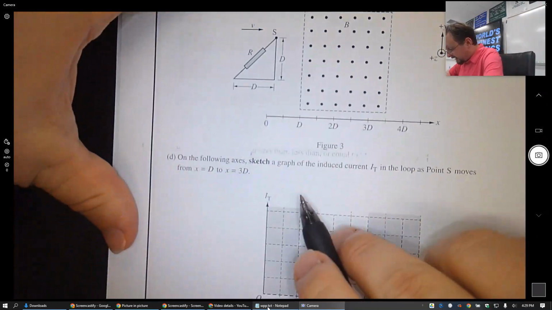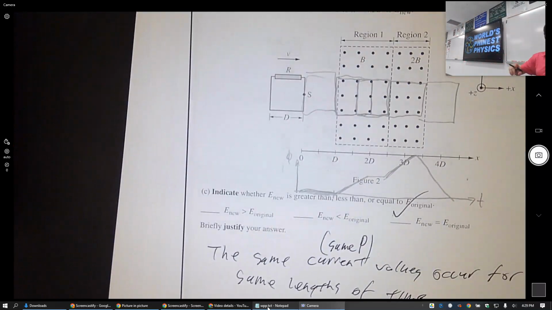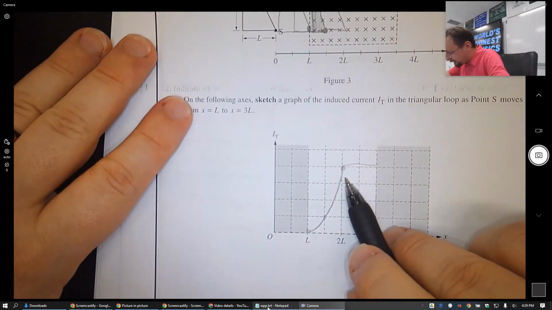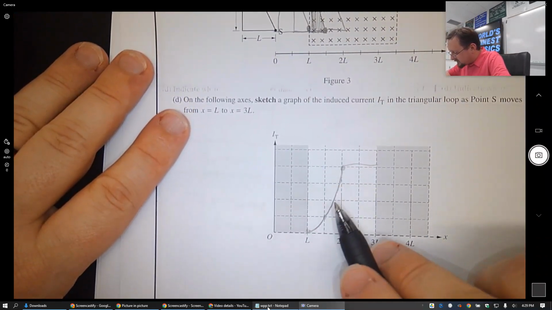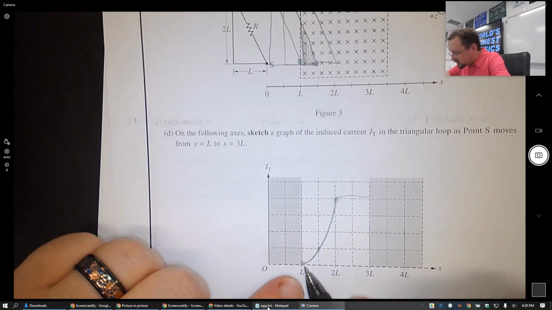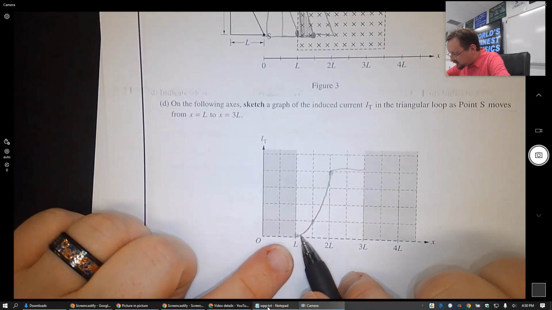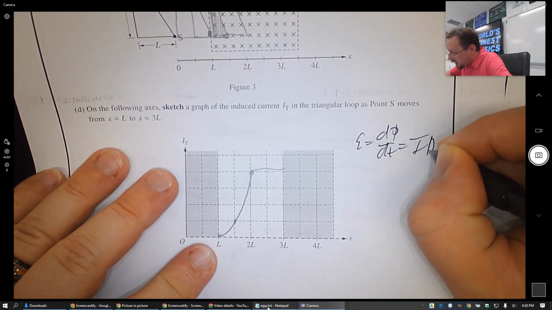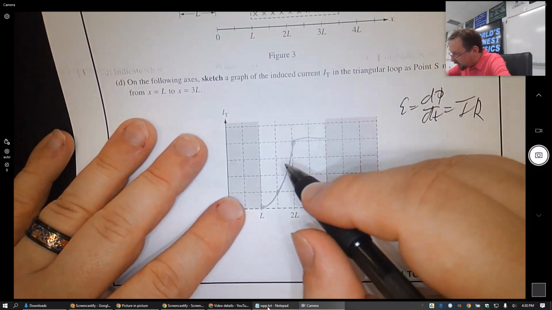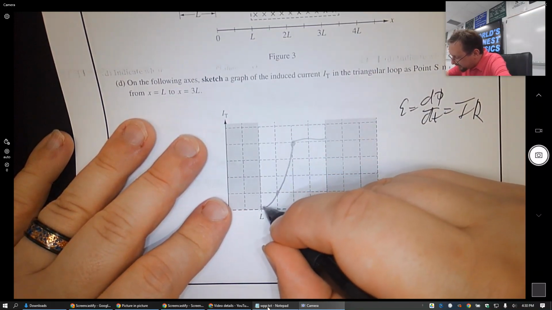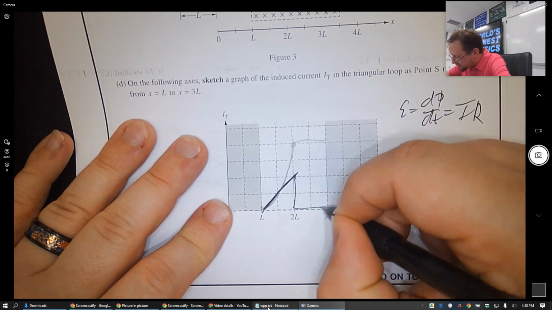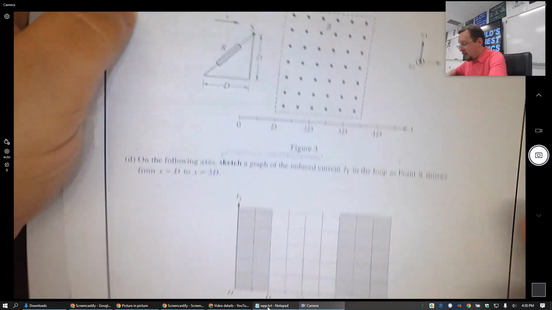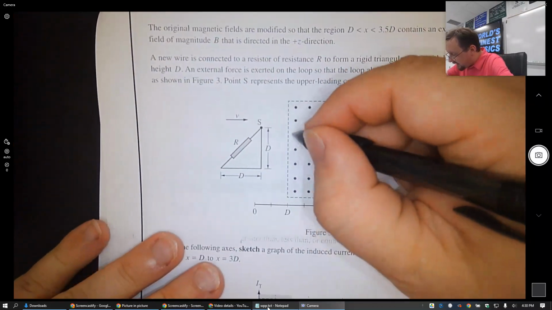Okay, sketch a graph. Was that what I was supposed to do? Sketch a graph of the induced current? Oh, I did the flux. Okay, so this is the flux. That's wrong. Okay, so the induced current is going to be the derivative of this because EMF is d flux d time equals IR. So I just need to do the derivative of this. Okay, so then the derivative will actually be this black thing. It's going to increase, then drop to 0 once you're fully in the field. Sorry, I got that wrong. Okay, so now this guy is going to do this.